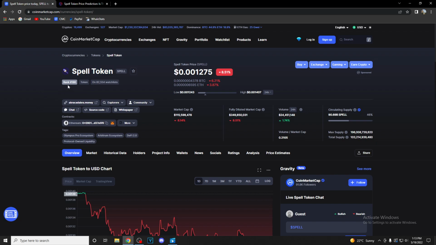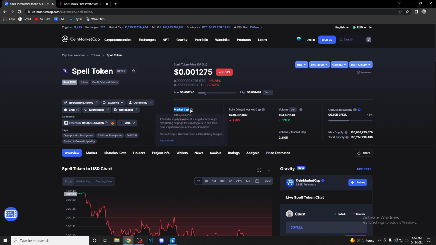So guys, Spell Token is currently ranked 180th on official CoinMarketCap rank list, and they have 82,500 people on their watch list. The current Spell price is at 0.20 US dollars, and it is currently down by 8.50% in the last 24 hours. As you can see, we are really close to the lowest point in price, which is never a good thing to see. But guys, can Spell recover? We're gonna talk about it in a minute.